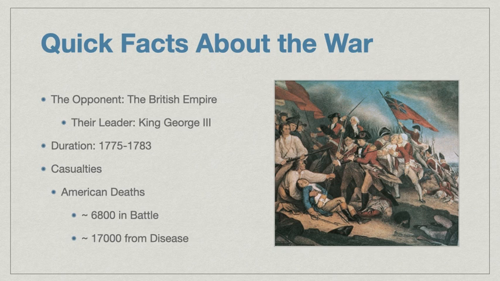Casualties, American deaths in the Revolutionary War. You've got 6,800 men that will die just from wounds in battle. A lot more from disease, and you're going to see this, especially in these wars leading up until World War One, with the discovery of penicillin and antibiotics. There's usually a lot more death from disease in these conflicts than in actual battle itself.